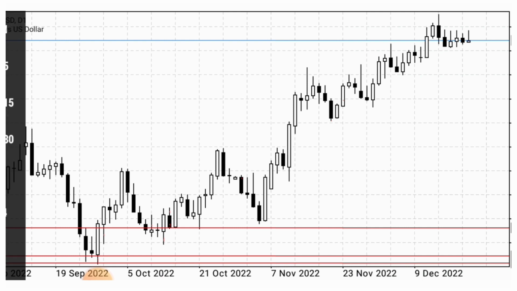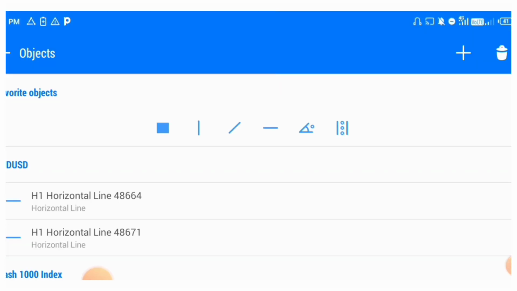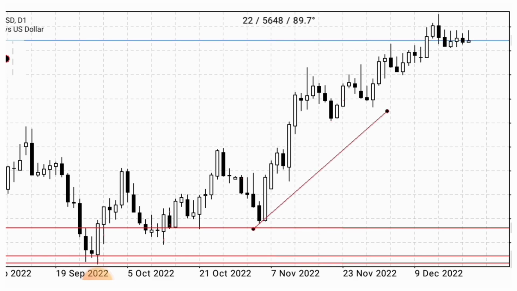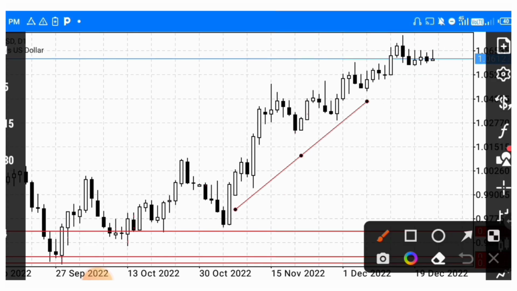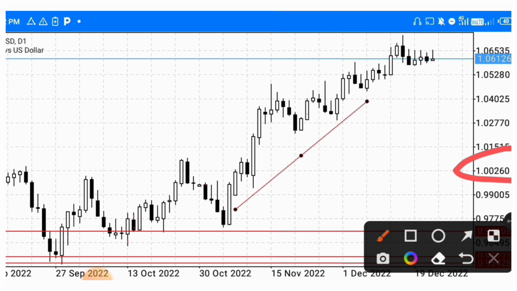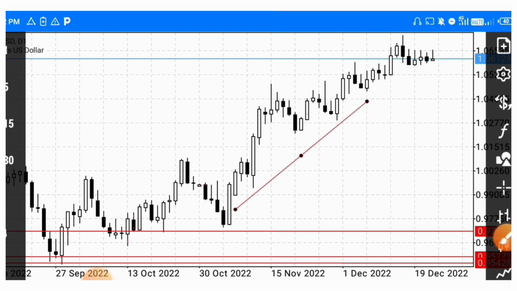On the daily, you can see that this is our trendline. If you want to know how to get this tool, it's very simple. This is the trendline tool on MT5 or MT4. You just click on this tool here to get your trendline tool. So I'm clicking on it now.